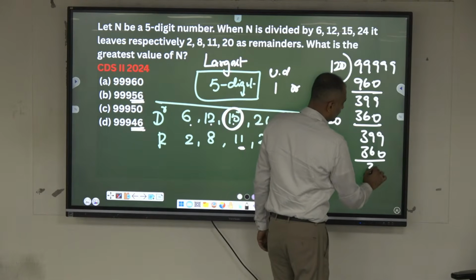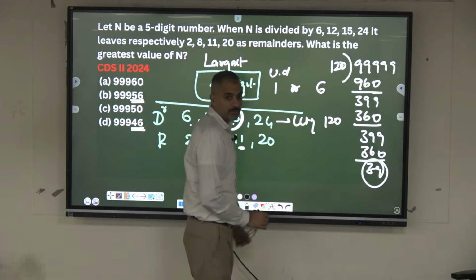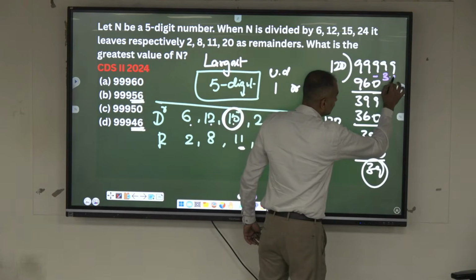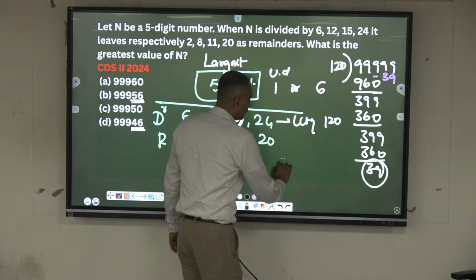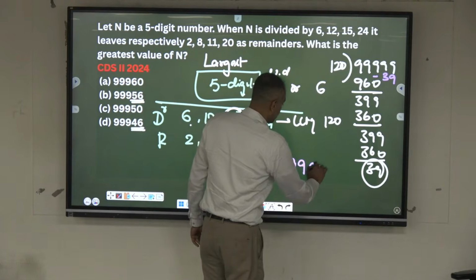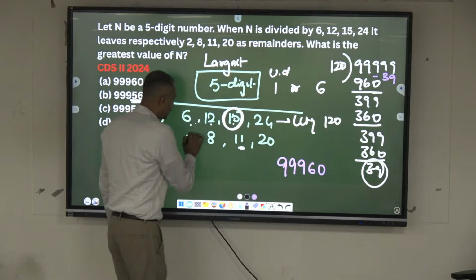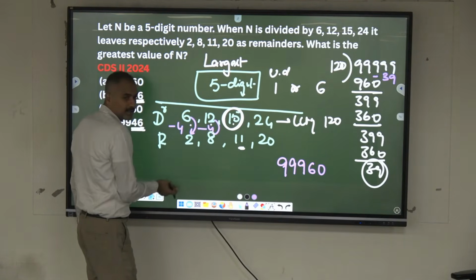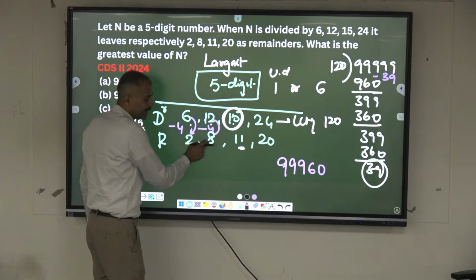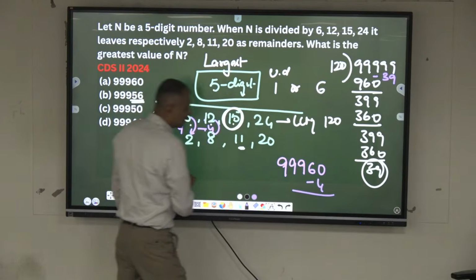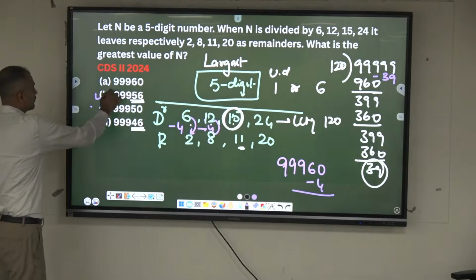So you have to subtract 39 from the largest here. If you subtract 39 here, how much is the number? 60. But there must be a negative remainder of how much here? -4. Remember, negative remainder. When you divide by 12 and get 8, it has to be 4 less. 4 less means how much here? -4, which is 56.